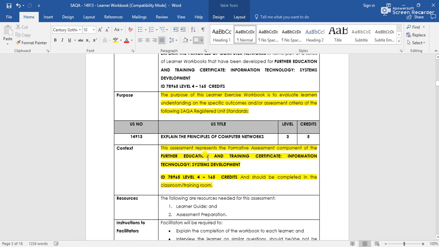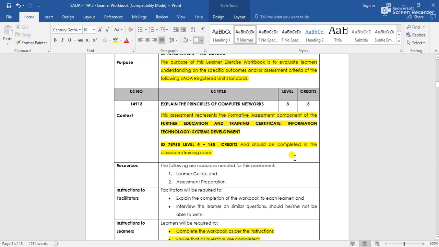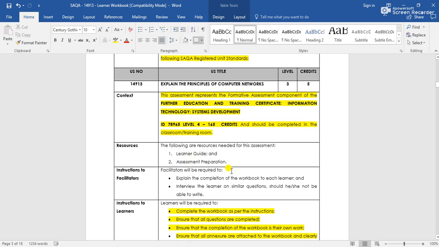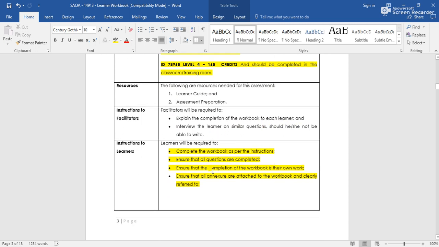this assessment represents the formative assessment component of the Further Education and Training Certificate in Information Technology System Development, and should be completed in a classroom or training room. The resources given: the learner has a learner guide and assessment preparation. Instruction to us as facilitators: we need to explain the completion of the workbook to each learner and interview the learner with similar questions should he or she not be able to write.